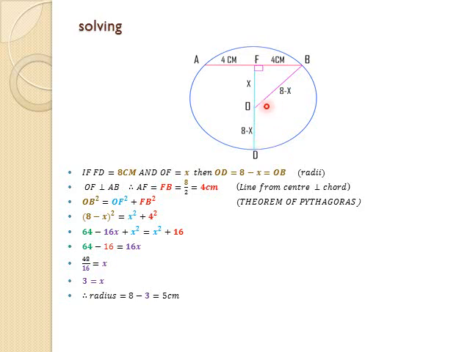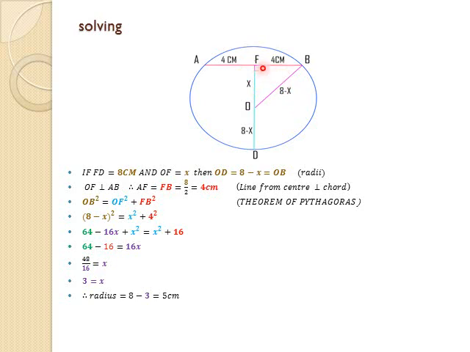So if that is 8 minus X, then OB, which is also a radius starting from the center to the circumference, must be 8 minus X. Right? OF is perpendicular to AB, so that automatically means AF equals FB. Right, which gives me 8 divided by 2, which gives me 4 centimeters and 4 centimeters. My reason: line from center perpendicular to chord. So whenever they meet at 90 degrees, it will cut that into 2 equal halves.